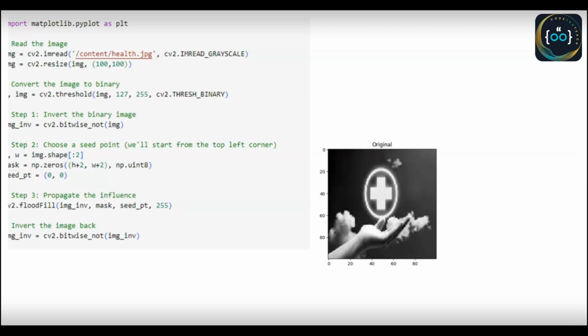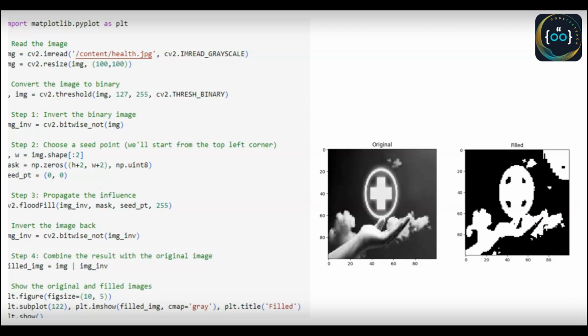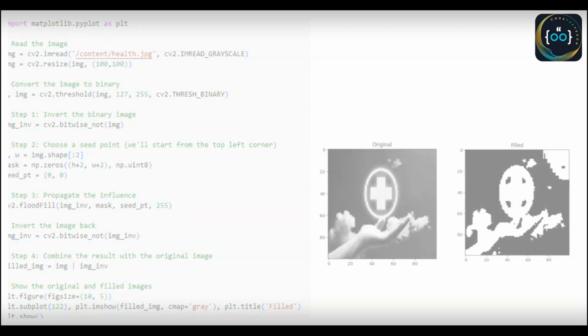The third step is about propagating the influence. We do a dilation operation on the seed point and intersect it with the inverted image. This process is repeated until it doesn't change the image anymore. The dilation operation expands the seed to its neighboring pixels, and the intersection with the inverted image ensures we don't go outside the object boundaries. Finally, we combine the result with the original image and display it.